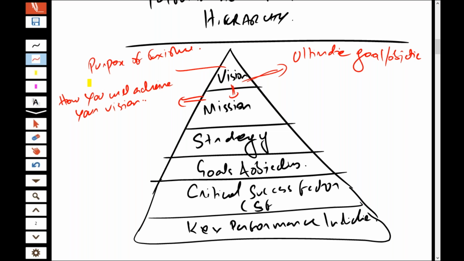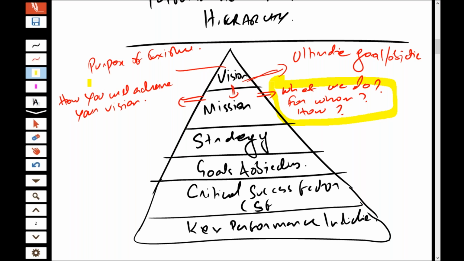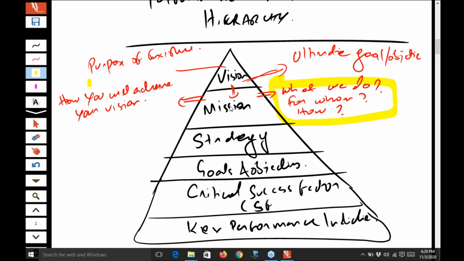Generally speaking, what is discussed with respect to the mission is what we do, for whom, and how. The mission statement of any specific organization answers these three questions: what you do as an organization, for whom you do it, and how you actually do it. So these are the three major things covered in your mission statement.